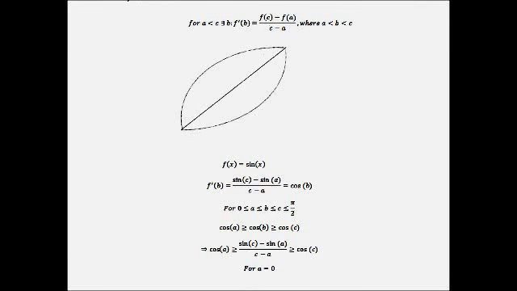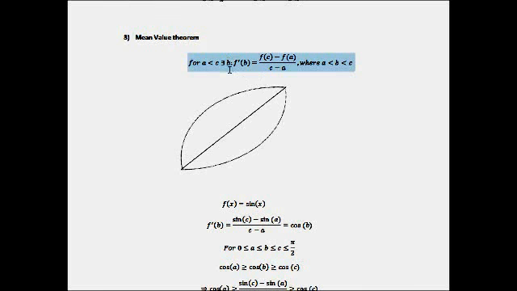So I've first of all written out the mean value theorem here. It looks complicated, but it's actually a very simple idea. So I've got, for a less than c, there exists a value b. These are just points on any graph y equals f of x. So these are just x values. So for any a less than c, there exists a value b such that the derivative of the function evaluated at b is equal to f of c minus f of a over c minus a, where a is less than b is less than c. Again, this might sound complicated, but I'll try and explain what it means.